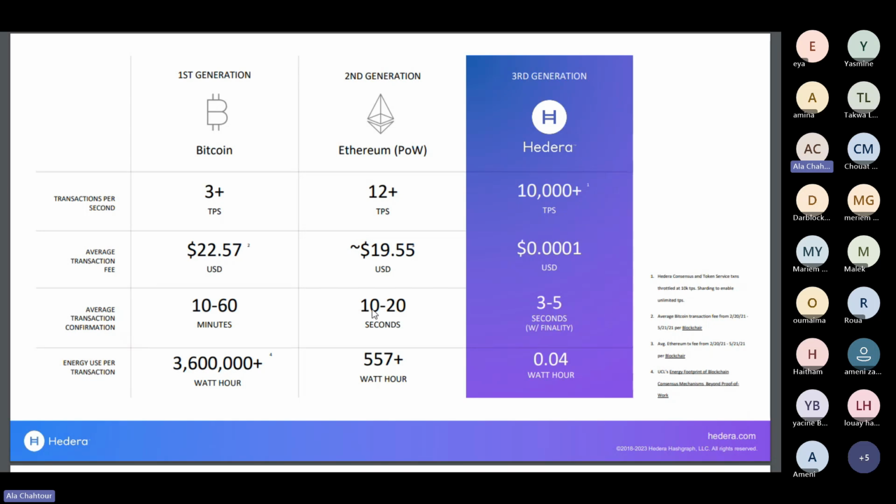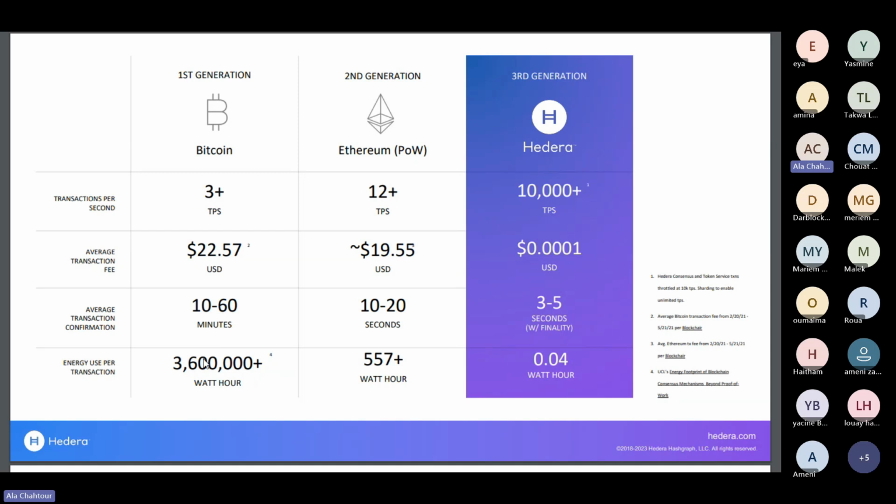On Ethereum it is around 10 to 20 seconds, but Hedera is more scalable. It's between 3 and 5 seconds. And also, as you can see, the energy consumed in order to add a new block or a new transaction on the Hedera network.